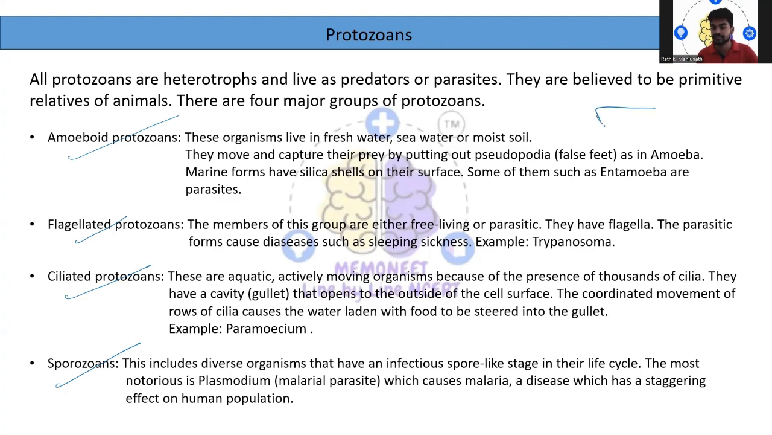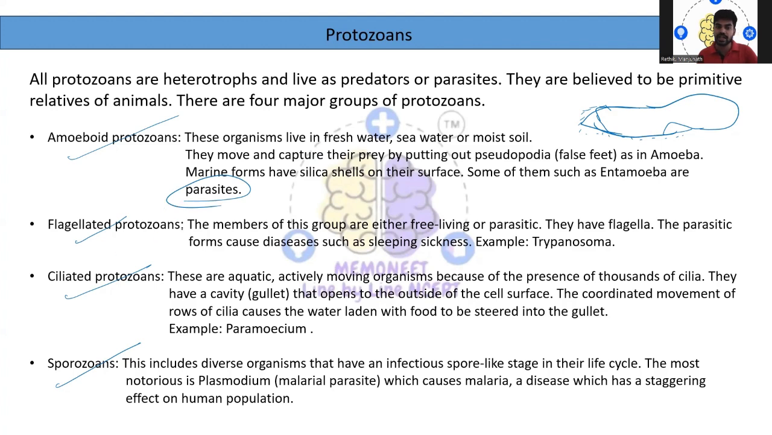See, for example, if you look at this as an amoeba, you can actually see the pseudopodia surrounding here. So false feet, as in an amoeba. So what happens is it is going to catch the prey with the help of these pseudopodia, that is, false feet. Okay, and in most of the marine forms, it has a silica shell on its surrounding. And an example is Entamoeba, right? They're actually the parasitic mode.